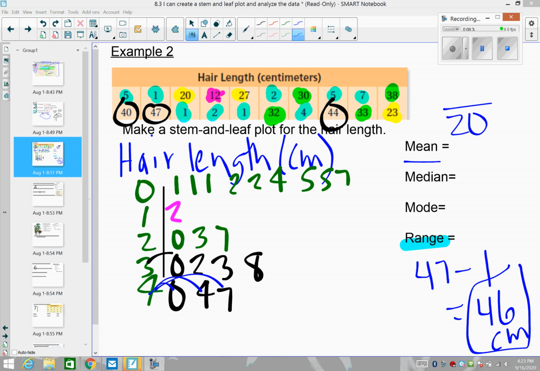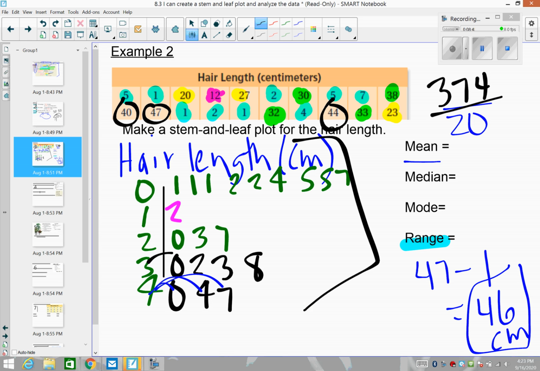Okay, crew, when I added all these up, I got 374 for what we call the sum, divided by the 20 students, looking for the mean hair length. So I'm going to take that number and divide by 20 students, and I end up getting that the mean hair length is 18.7 centimeters.